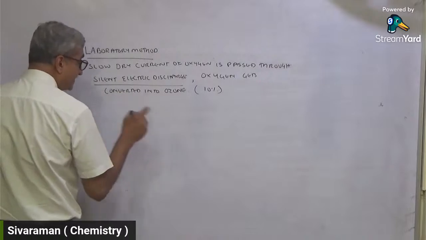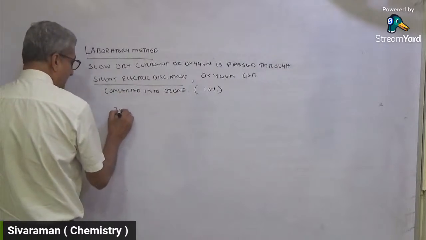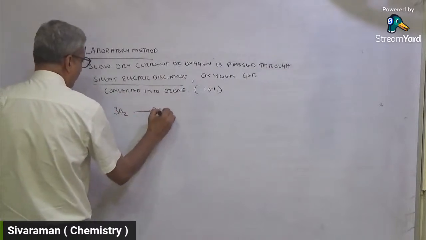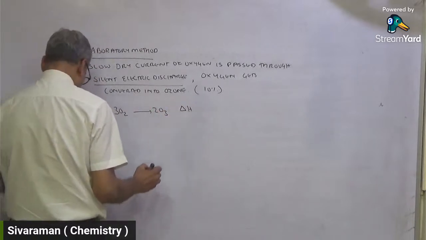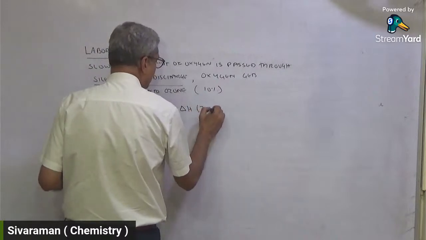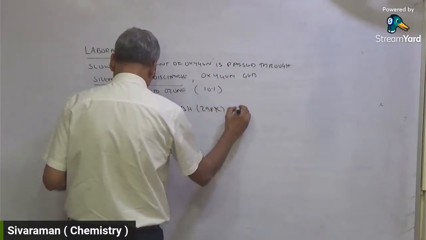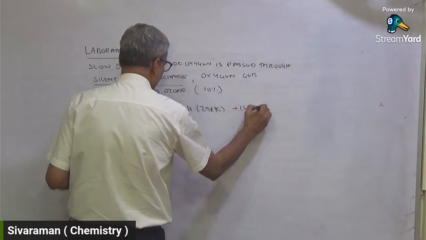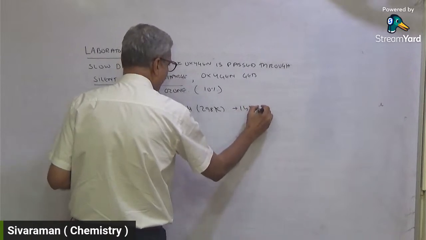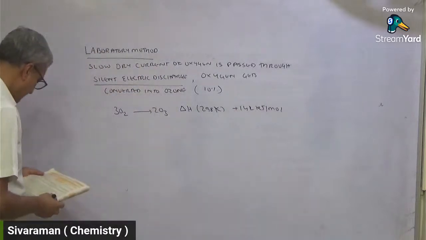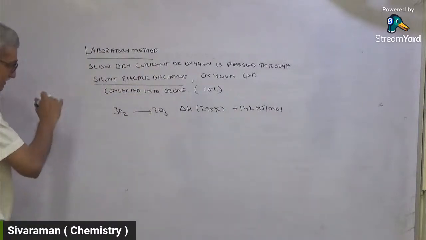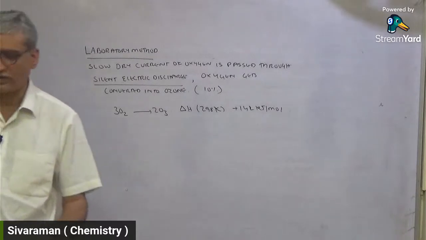That the reaction is endothermic is very important. 3O2 forms 2O3. Now your delta H is what? At 298 Kelvin, of course, it is plus 142 kilojoule per mole. This has a significance. Is this clear? Just take down this. Then when we study the properties, we'll see the importance of this.